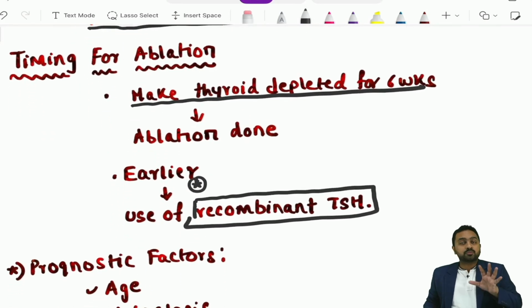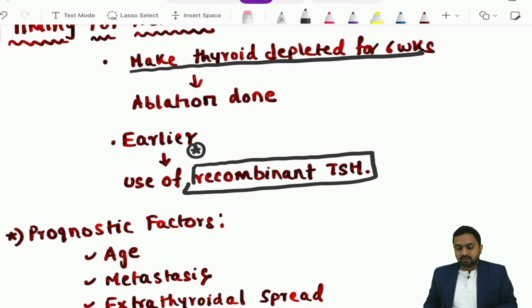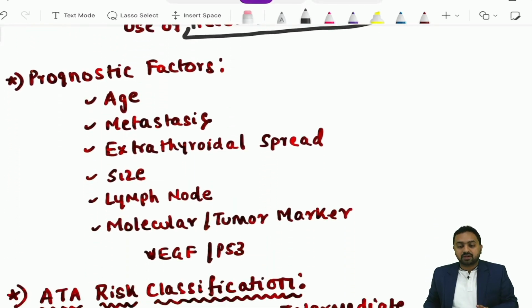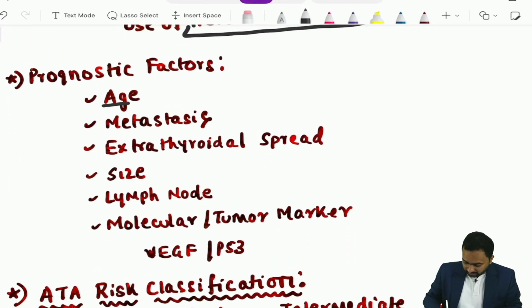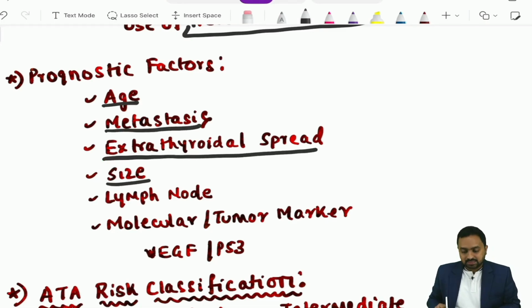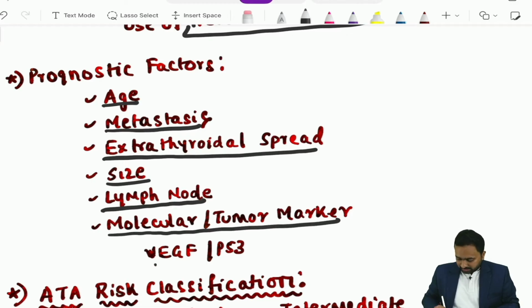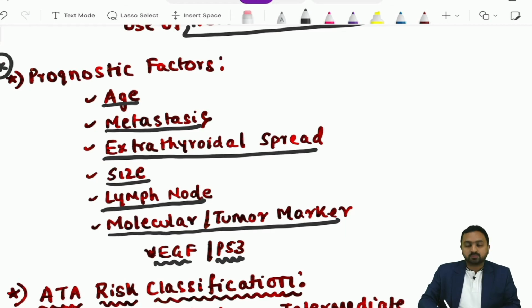Now regarding the prognostic factors for thyroid carcinoma, the various prognostic factors include age, metastasis, extrathyroidal spread, size, lymph node, and the molecular and tumor markers like VEGF and P53. So these are the various prognostic factors associated with thyroid carcinoma.